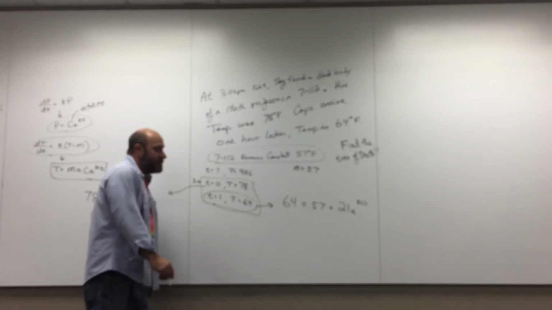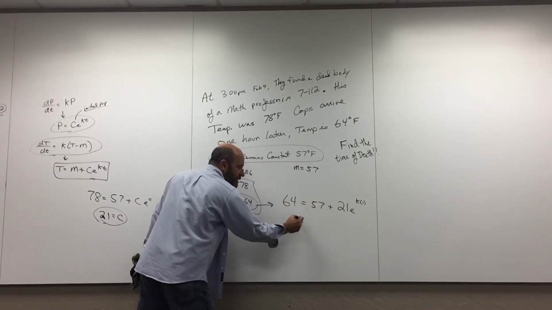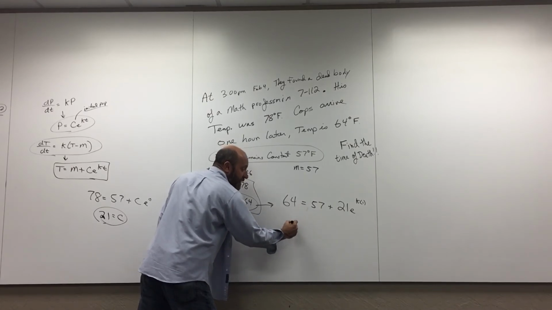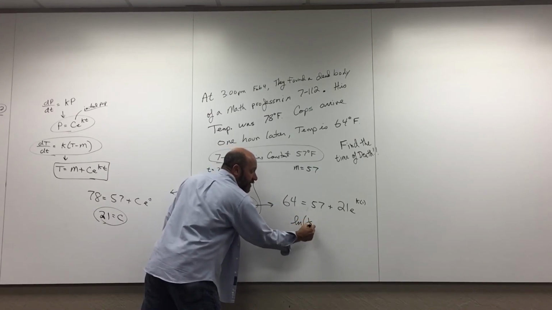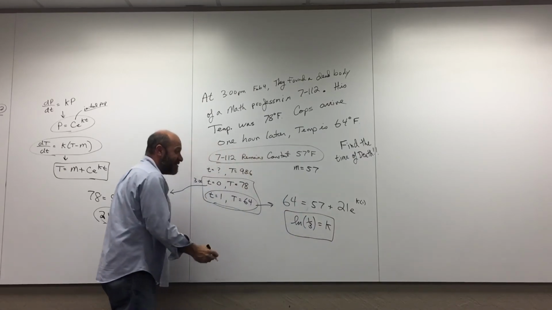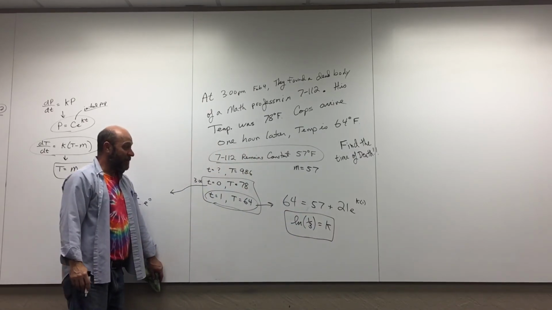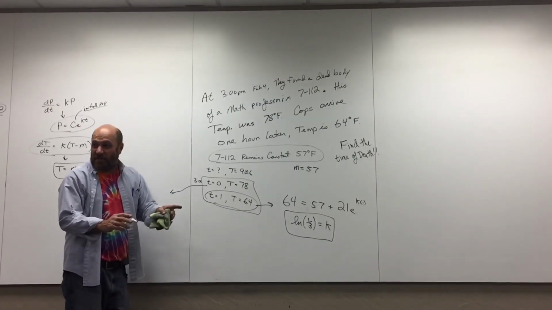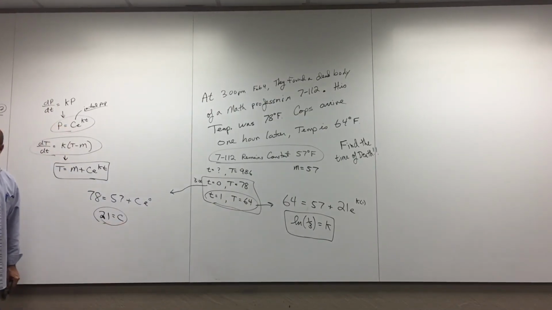On your mark, get set, go. Subtract 57, you get 7, divide by 21, you get 1/3. Take the natural log of both sides. All right, so I did 3 steps in my head, and I think I got this answer. Am I right? Yeah. Cool. That's K. Again, we could decimalize it, but I wouldn't want you to round it off, so I'm just going to leave it like that for a while here.